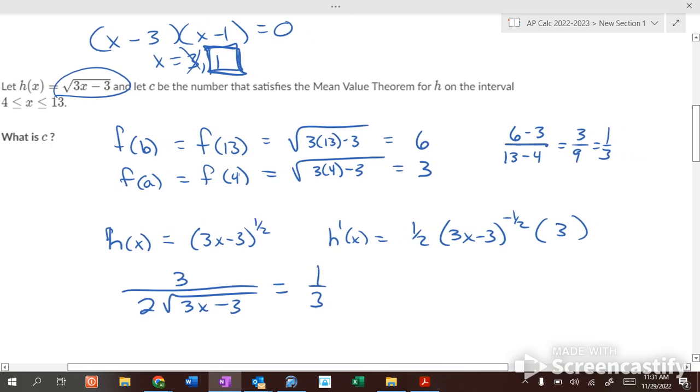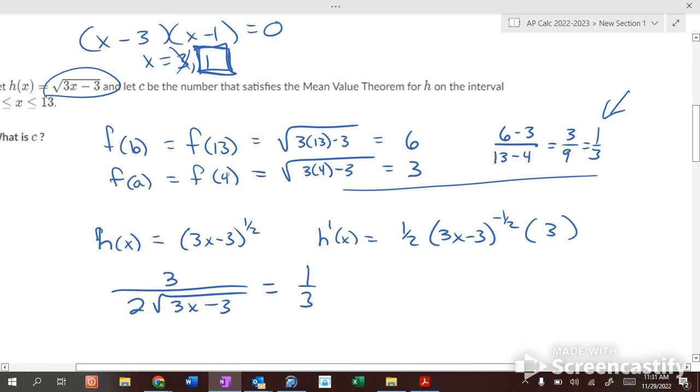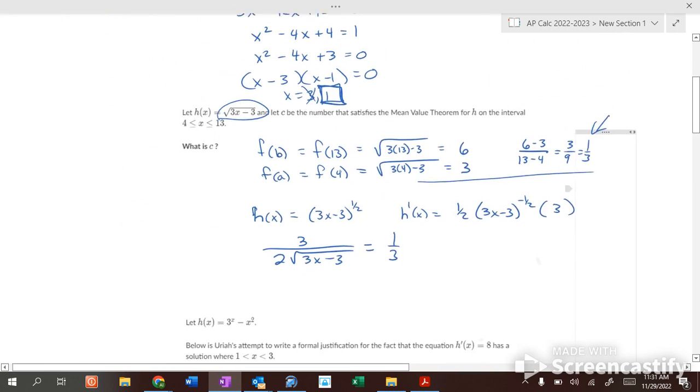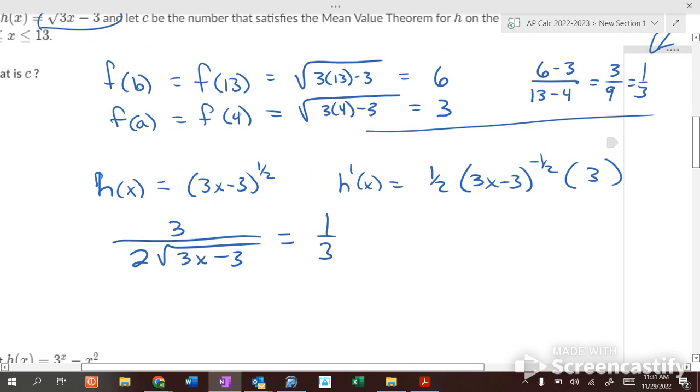Where do we get the 1/3 from doing this? Where do we get the 2? Okay, the 1/2 comes out front, and then we take it times 3. And that's what the 3 is. Yep.